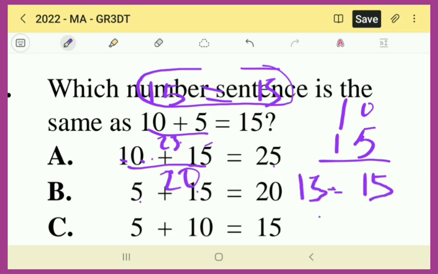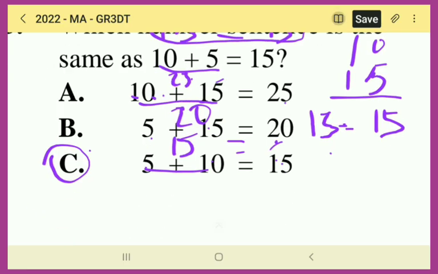So we've eliminated A and B, meaning we know it's not A, it's not B. We know it has got to be C because there are only 3 responses. Alright? But let's prove it. 10 plus 5, 15 equals 15. So we know it's C. Give yourselves a round of applause.